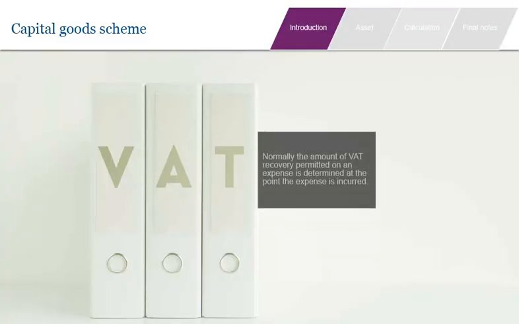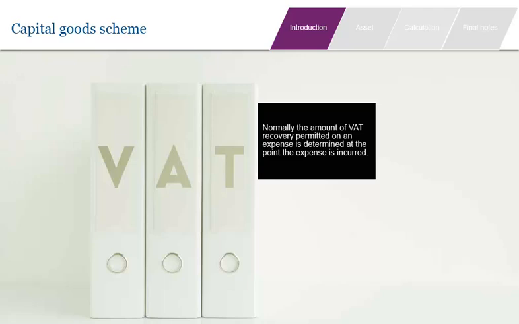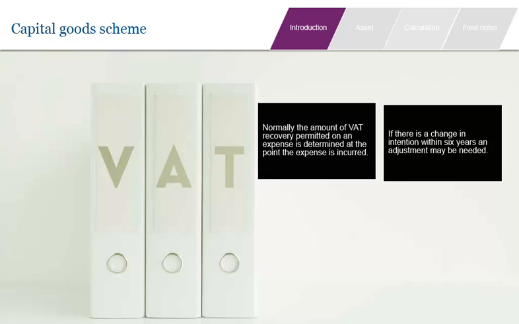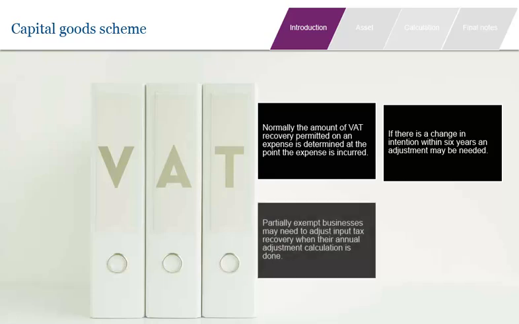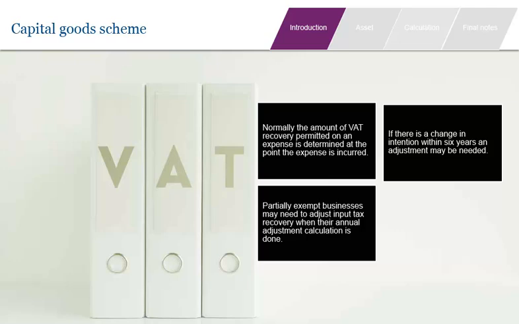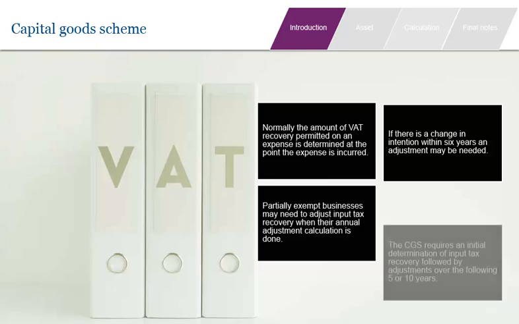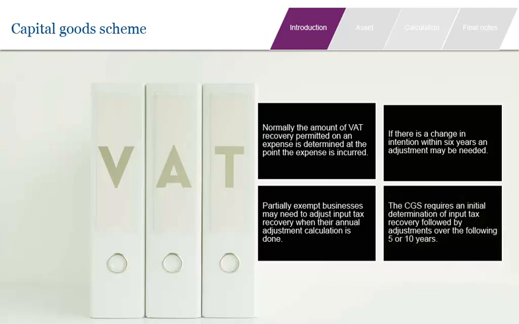Normally, when a business incurs an expense, input tax recovery is determined when the expense is incurred, with an annual adjustment undertaken at year-end by partially exempt businesses. There are two cases where input tax recovery is not fixed in the year it is incurred. First, if there is a change of intention before the expense is used, and second, if the capital goods scheme applies. The capital goods scheme requires that initial input tax recovery is adjusted over the first 10 or 5 years of the asset's life.